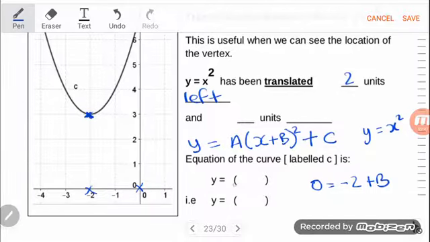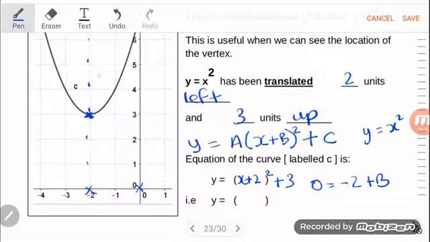So that means our equation inside the brackets is going to be x plus 2. And how many units up? Gone 1, 2, 3. 3 units up, which means we're going to have that squared and +3. Sorry, it's squared because it's a parabola, +3 because we went up 3. So it's a basic parabola that's just been translated.